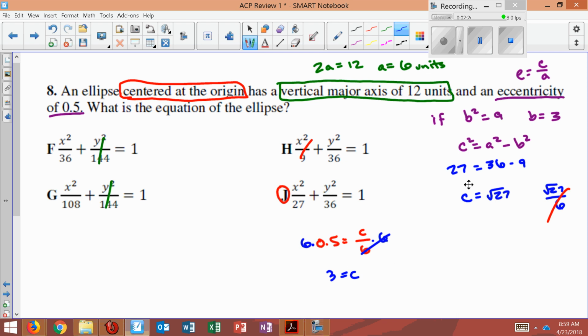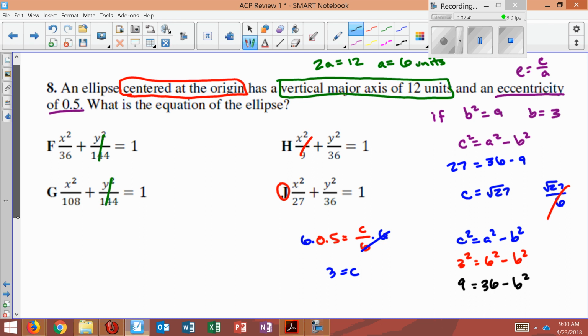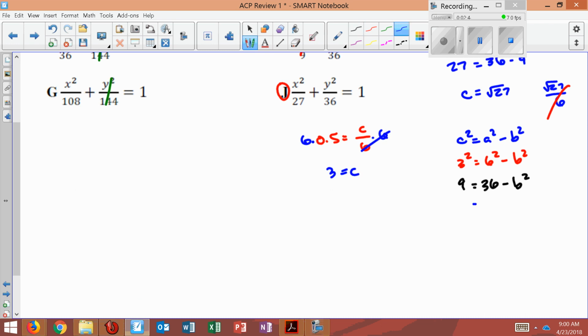And if 3 equals c, then if I go back to this formula of c squared equals a squared minus b squared, and this time I put in 3 there, so 3 squared equals 6 squared minus b squared, I can quickly find out that this is 9, this equals 36. When I subtract that 36, what's going to happen is I'll have negative 27 equals negative b squared. Otherwise stated, if I multiply everything by negative 1, positive 27 equals b squared. And that's what we have there. So that should be our equation.